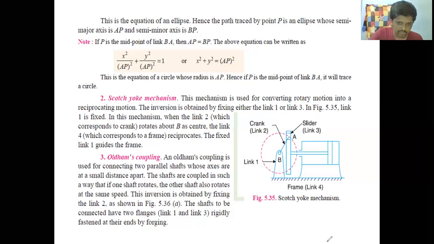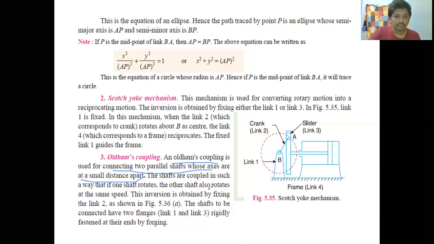The coupling itself tells you that it is combining two different things. The Oldham coupling is used for connecting two parallel shafts whose axes are at a small distance apart. So it is used to connect two parallel shafts whose axes are not so far apart; they are only some distance apart. Coupling connects two things. Here you're connecting two parallel shafts which are not too far apart.